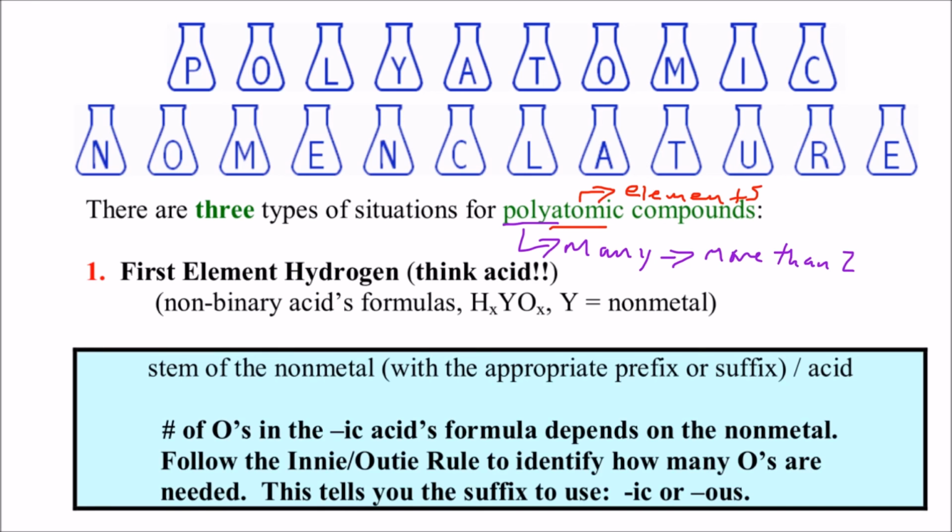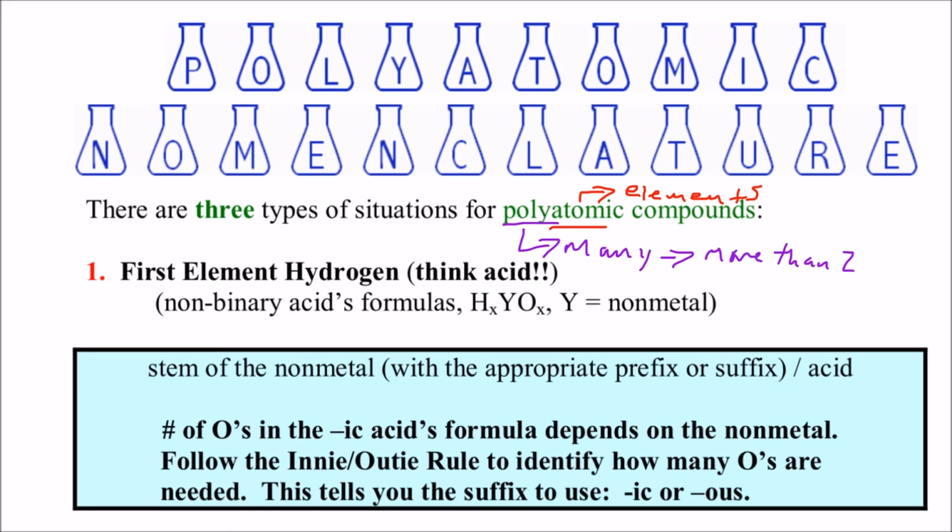All right, now what are we talking about when we say that prefix or suffix? We're going to use what I call the innie-outie rule to help us figure out what the prefix and suffix are going to be. And here's how we do that. The number of oxygens in our formula. So here we have X, some number of oxygens. Those number of oxygens depend on whatever the nonmetal is. Okay, so whatever nonmetal is right here will determine how many oxygens have to be attached to it.